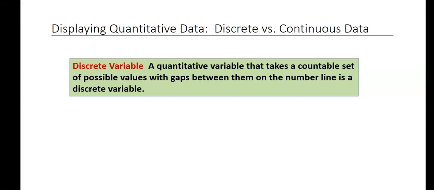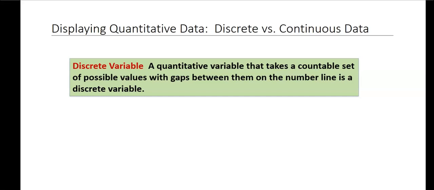Okay, so a discrete variable is a quantitative variable that is countable. It has gaps in between them on a number line. So these are things that are discrete. There's stuff in between. It's not continuous.